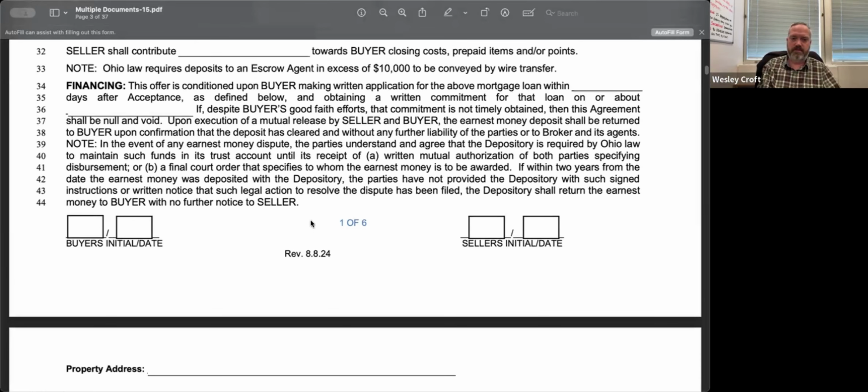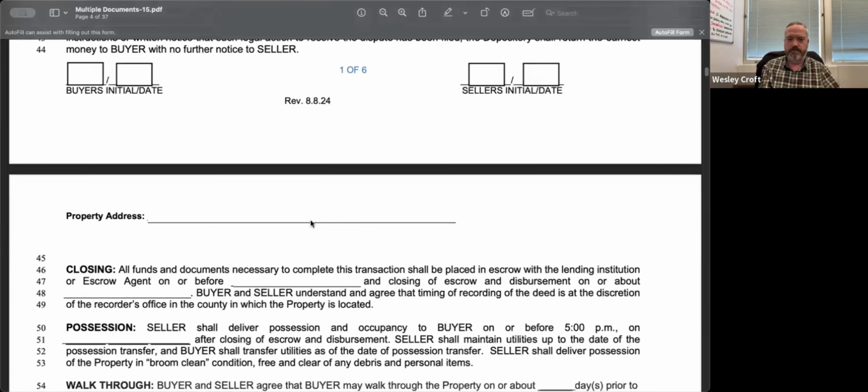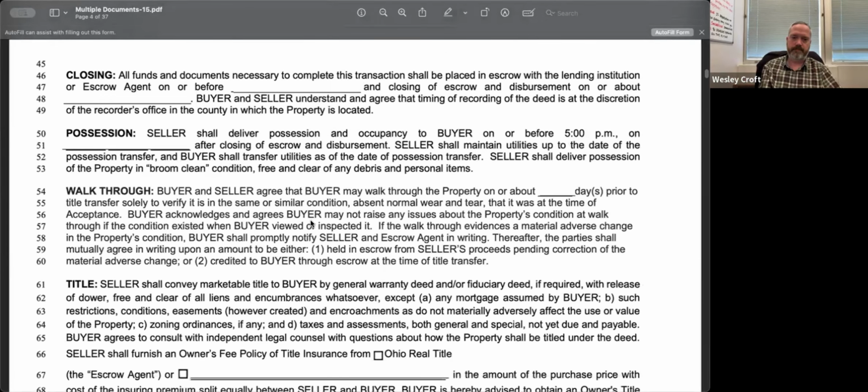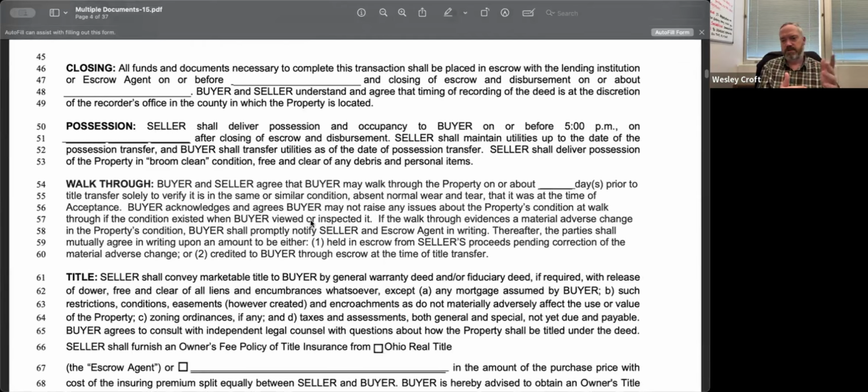The other thing that I wanted to say about this, on lines 39 to 44, essentially what this says is if there's an argument, the earnest money has to sit at the title company for a period of 2 years. After a period of 2 years, if there have been no other claims made on the earnest money, the buyer can then receive that money back. But it's a 2-year wait for them. Okay, next page.